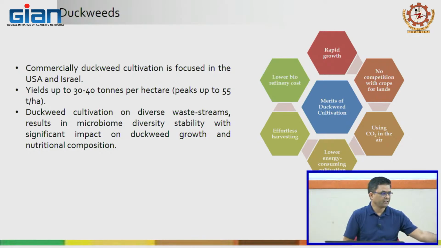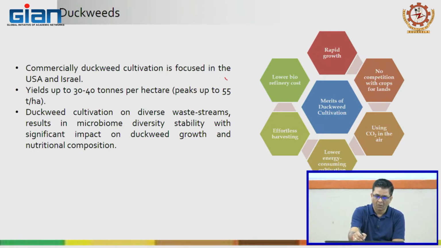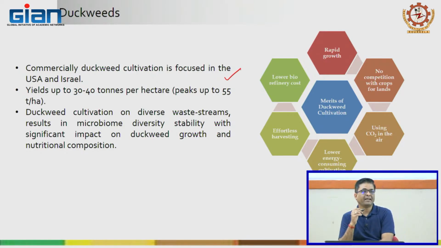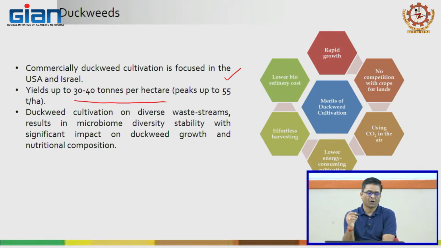So duckweed is actually a small aquatic plant, which has commercial cultivation mainly in the US and Israel. We already discussed this. And you can get up to 30 to 40 tons per hectare and almost 55 tons per hectare, up to 55. So these are some of the statistics on how you grow it. And it can be grown on wastewater.